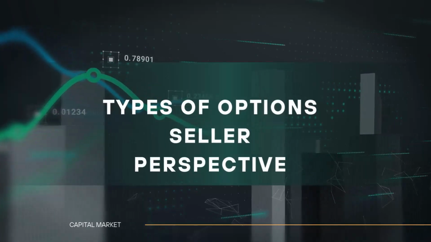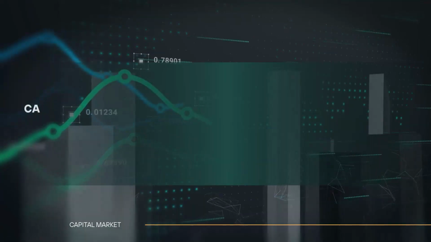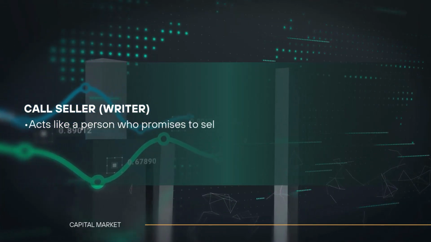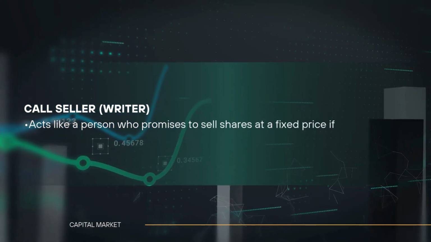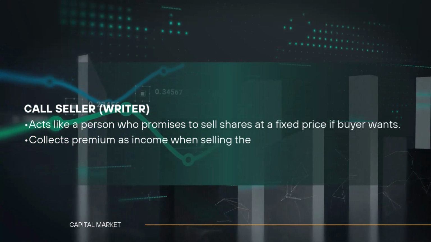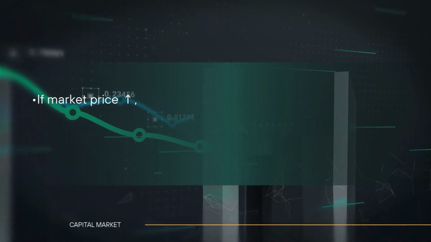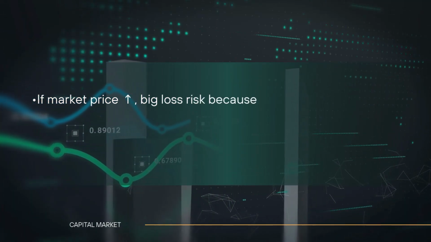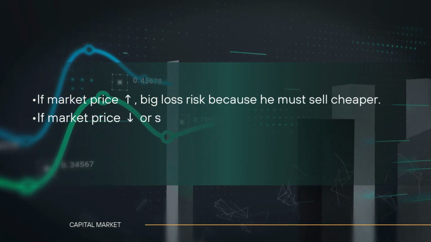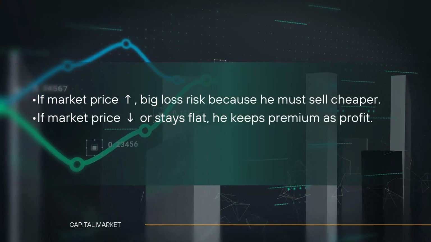The next one is types of options, seller perspective. Now let us look at options from the seller's perspective, also called the writer. A call seller is like a person who promised to sell shares at a fixed price. If the buyer chooses to buy, the seller collects the premium upfront as income. If the market price goes higher than the strike price, the call seller faces unlimited losses because he has to sell at a cheaper rate. But if the market price stays the same or falls, he keeps the premium as a profit.